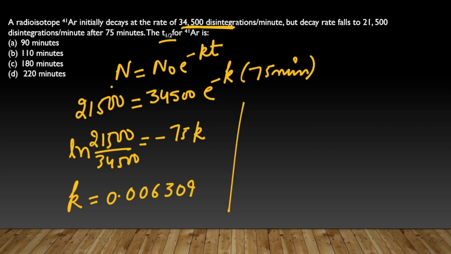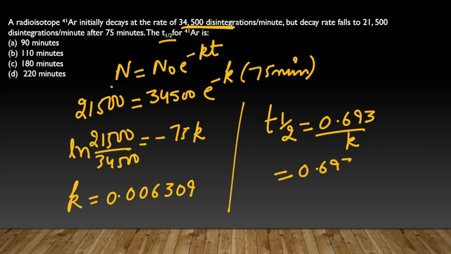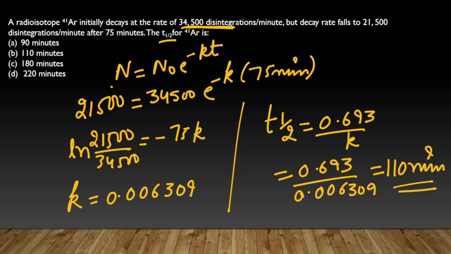Okay. Now you have to find the t half value, which is equal to 0.693 by k. So this will be 0.693 upon 0.006309, which comes out to be 110 minutes. So this is the t half value. So the correct answer is option B in this case.